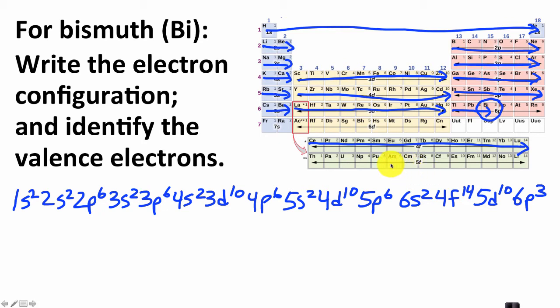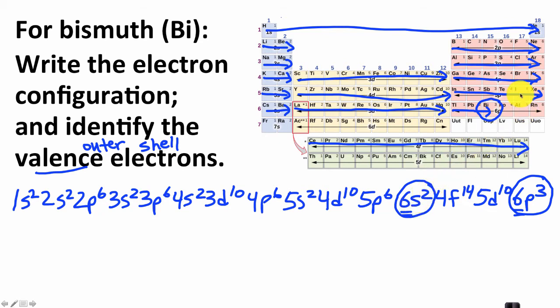Now the valence electrons are going to be the ones in the outermost electron shell, and the outermost electron shell here is shell 6. So the valence electrons are going to be the 6s2 and the 6p3, and everything else is in an inner shell, and so those are core electrons. So we have a total of 5 valence electrons for bismuth.